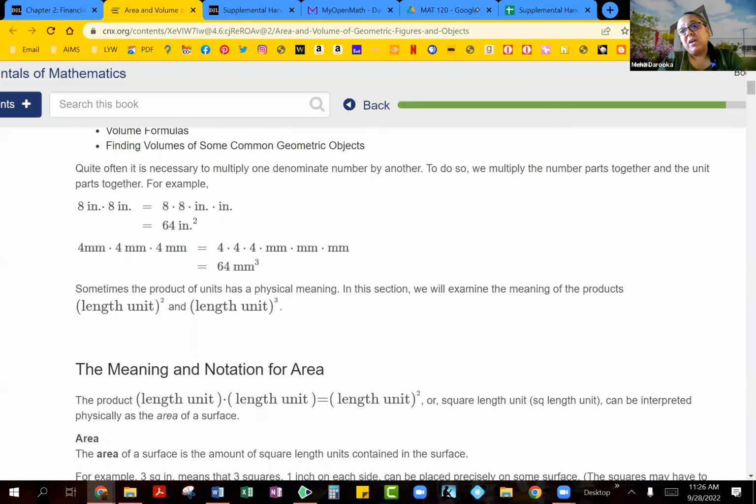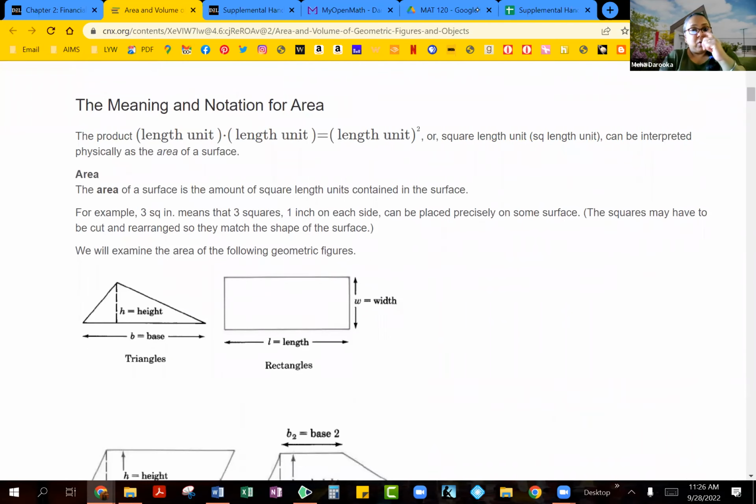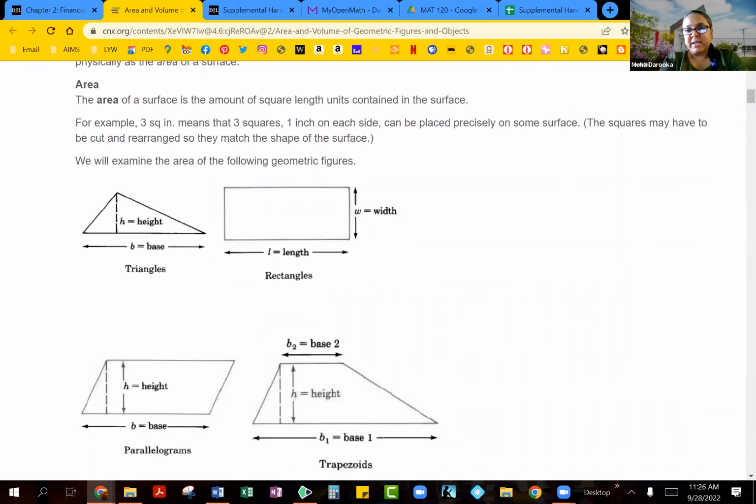When we get into volume, that's a three-dimensional figure. So you'll be multiplying the unit of measurement 3 times. So that's where you get cubic feet, cubic inches, and those kind of things. So some of our basic shapes over here, you've got your triangles. So triangles are defined as area base times height.